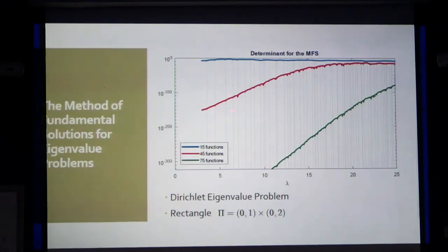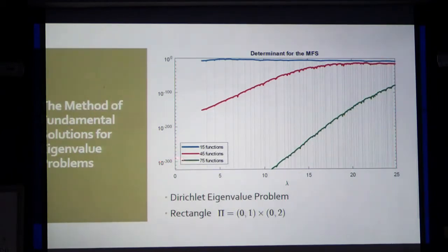And as you can see, when you approach a larger value of lambda, it is harder to find these eigenvalues. So you should keep increasing this number in order to find the eigenvalues for larger values of this spectral parameter. But one of the main problems is that the value we get from the determinant is very, very low.